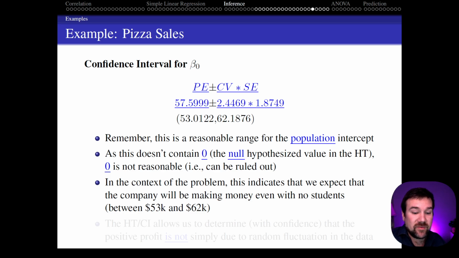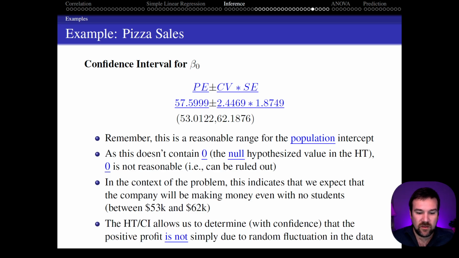Is that good or is that bad? All right. Yeah, so the positive profit is not due to random chance. What's the reasonable range? Well, again, reasonable to expect between 53 and 62. Could it be outside of that? Yeah, it could. But we're 95% confident that the average sales when there's no students, based on our data set, is 53 to 62.